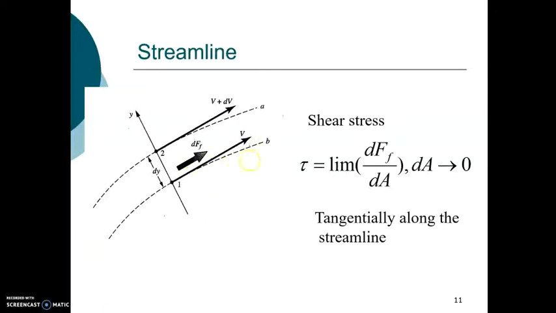So then the shear stress is equal to the limiting case of F, that is the frictional force, over an elemental area, dA, as dA tends to 0, and the shear stress is experienced tangentially along the streamline.